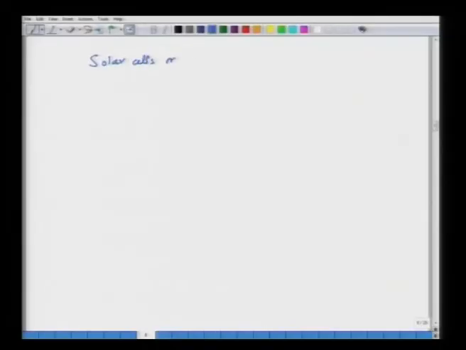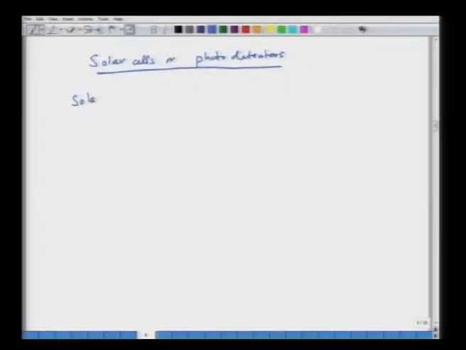If you look at materials for devices which require absorption of light, then things are completely different. For example, we are talking about solar cells or photodetectors. Here our aim is different. For example, in case of a solar cell, we have the solar spectrum, which is a very broad spectrum, all the way from infrared to UV.